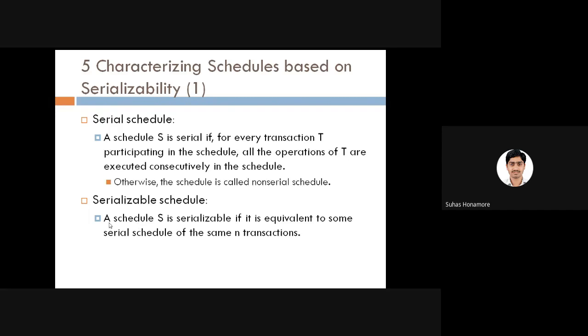So a schedule is serializable if it is equivalent to some serial schedule of the same transactions. Whatever result we get, if it is the same as that of the serial schedule, then this new schedule we call serializable. In a serializable schedule we have the interleaving property, so you can interleave and still get the same result as the serial schedule.